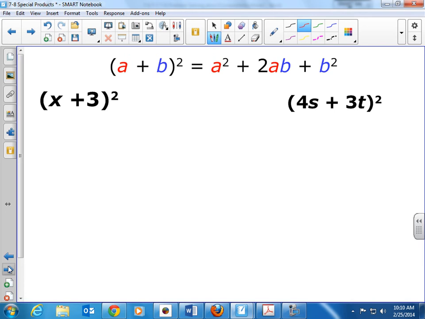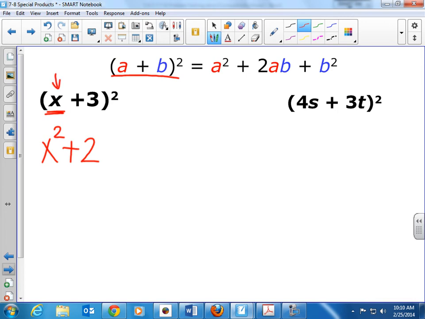Let's take a look. So here I have the problem x plus 3, that quantity squared. So this problem fits with my form a plus b squared. So my answer is going to be whatever the a value is. The a value is the x. So it's going to be x squared plus 2 times whatever the a and the b multiplied together are.